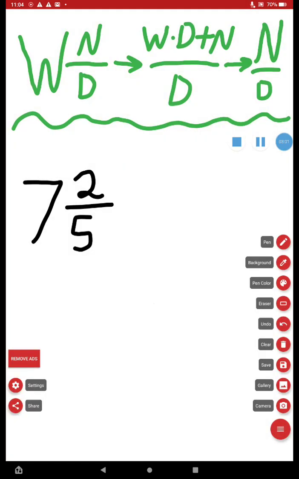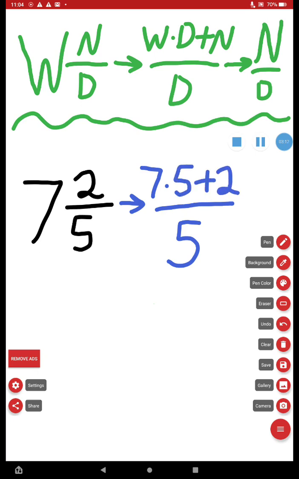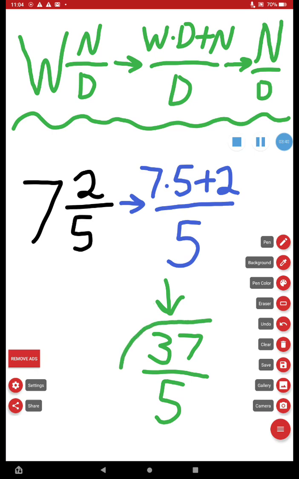Well, follow the same protocol. 5 stays as my denominator. My numerator is now 7 times 5 plus 2. Okay? 7 times 5 plus 2. So, let's do that together. Ready? Before I even multiply, I'm going to keep 5 as my denominator. It's going to stay the same. 7 times 5, what do you get? 35. Very good. 35 plus 2 is 37. So 7 and 2/5 equals, as an improper fraction, 37/5.